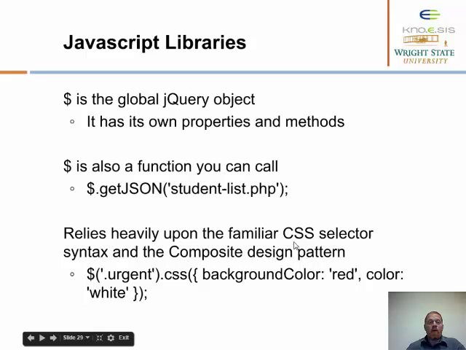So as I said before, the dollar sign is a global jQuery object. It has its own methods and properties, and it's a function. You can use it to call functions from the jQuery library. As I said before, the CSS, here's an example of changing two properties at the same time, changing the background color and the text color.